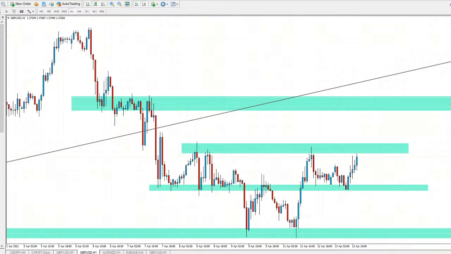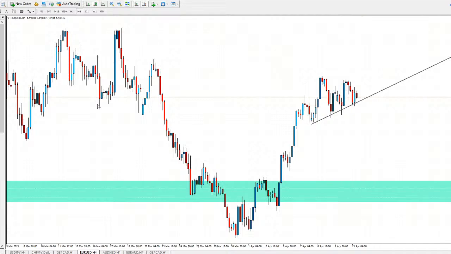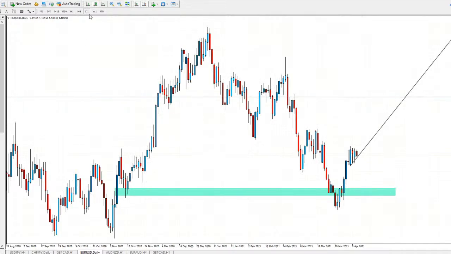Okay, so we're going to take a quick look at EURUSD. Again, overall, I'll start on the daily actually. Overall, you can see we have a bearish trend here, price making lower lows, lower highs in the market. Recently, we've had this pullback to the upside.